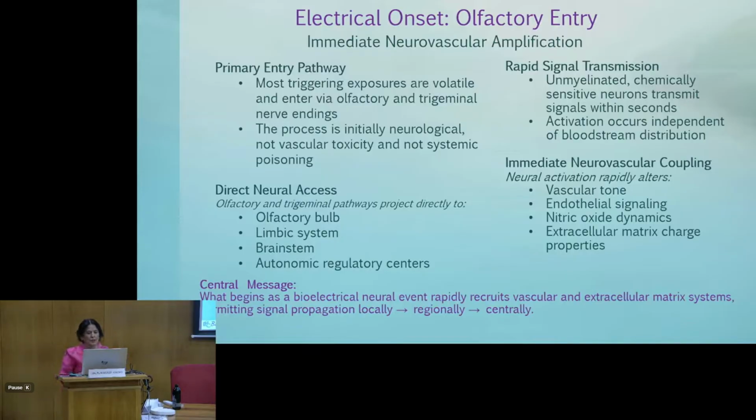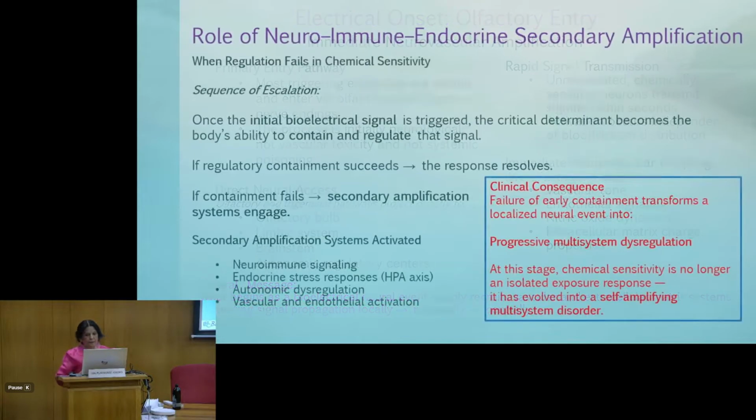So then neurovascular coupling happens, with change in the vascular tone, endothelial signaling, nitric oxide dynamics, and that's where Dr. Martin Pall's NO/ONOO cycle comes in. And then there is derangement in the extracellular matrix. I could take a whole one-hour lecture on that ground regulation system. I have just touched enough for you to understand what goes on there. So the clinical consequences occur: there is a failure of early containment of the localized neurological event. It goes into progressive multi-system dysregulation.